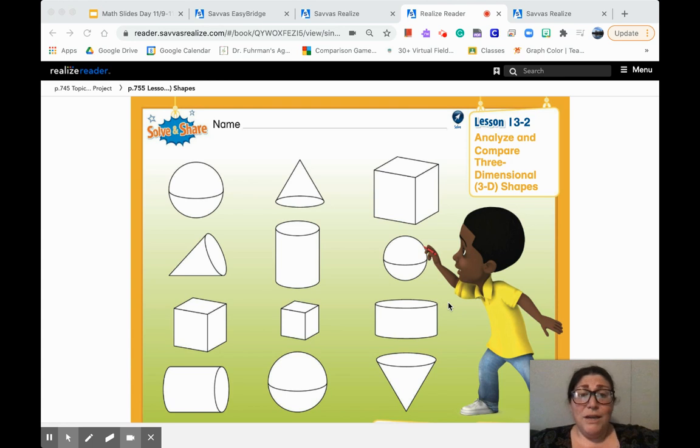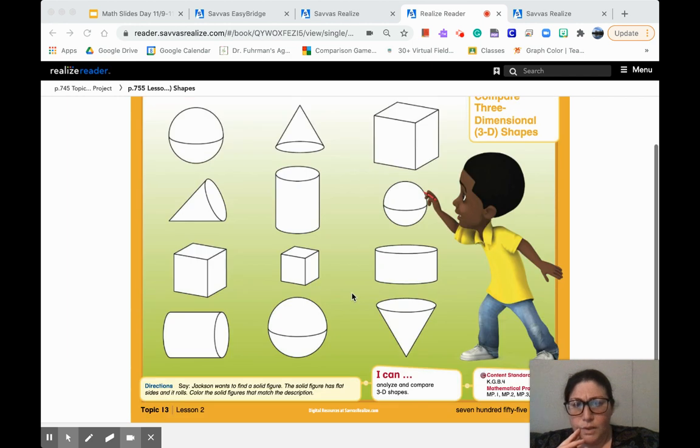Hi, boys and girls. So today we're going to talk a little bit more about shapes. We have four 3D shapes or solid figures that we've talked about. We have our sphere, we have our cone, we have our cube, and we have our cylinder. Those are the four shapes we're going to look at.